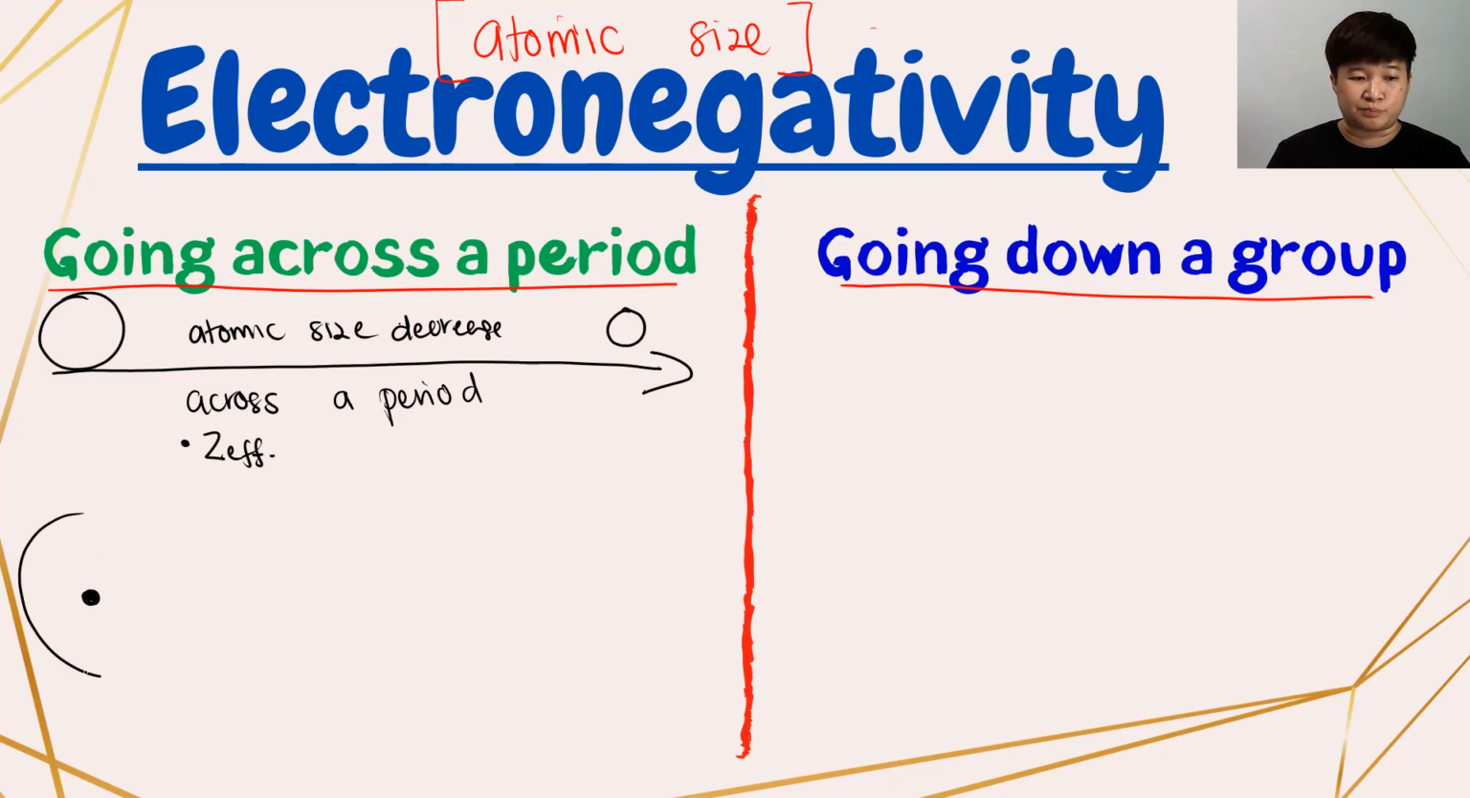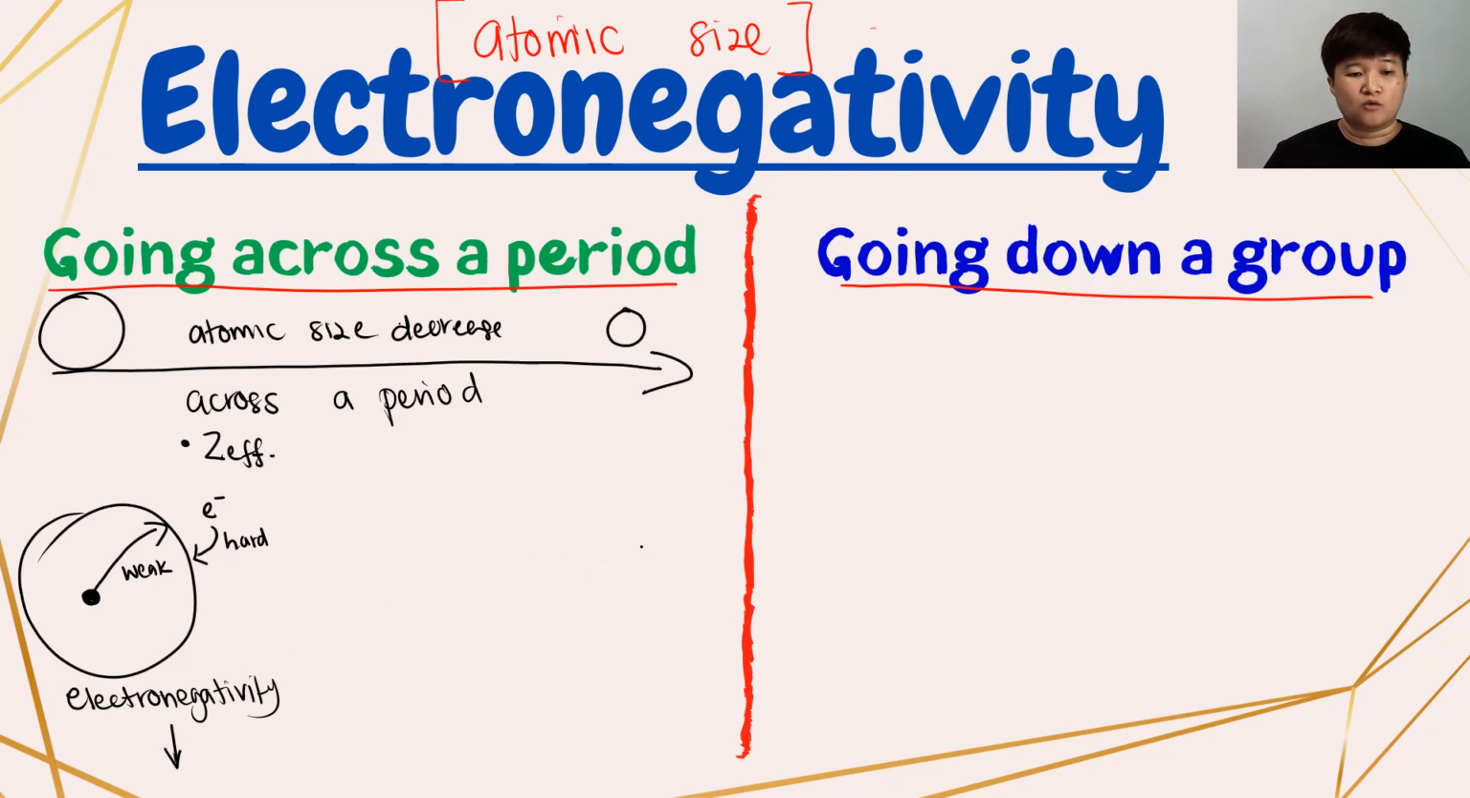When the size is big, the force of attraction from the nucleus to the outermost shell is very weak. And therefore, it will be very hard for the nucleus to attract an electron to go in because the atomic size is very big. Therefore, the force of attraction from the nucleus to the valence shell is very weak. And since the electron is very hard to pull in, the electronegativity decreases.